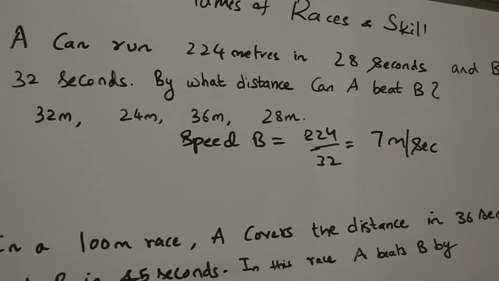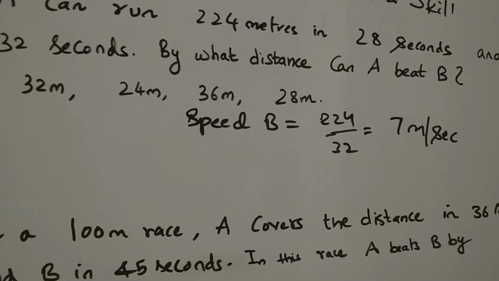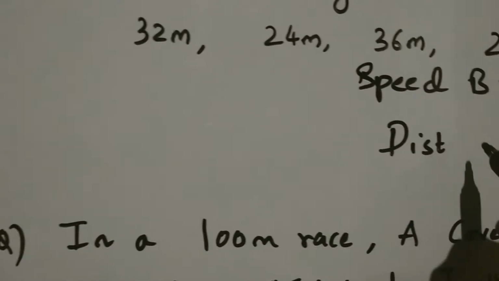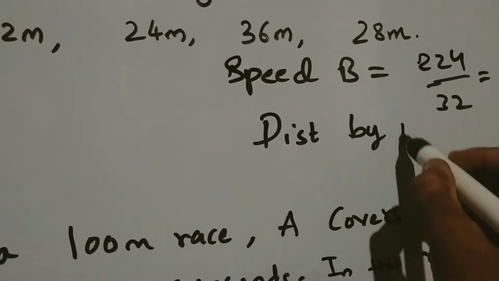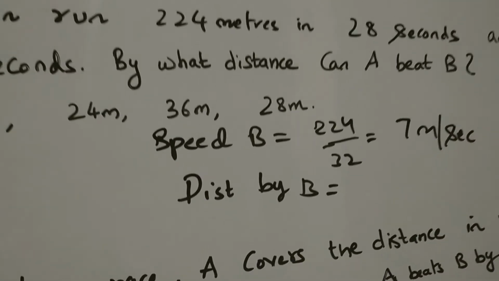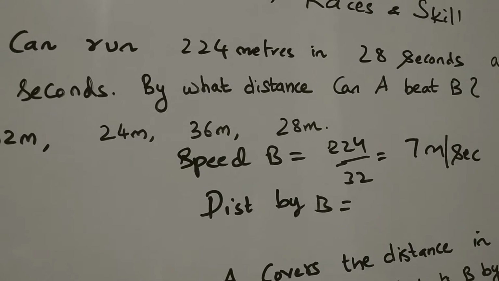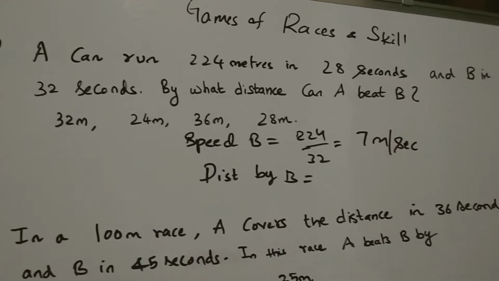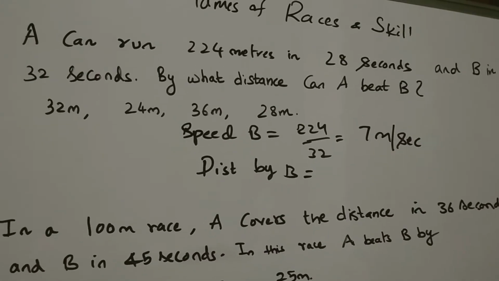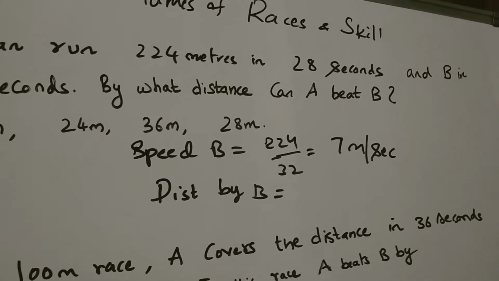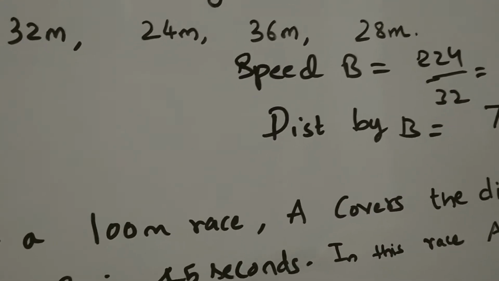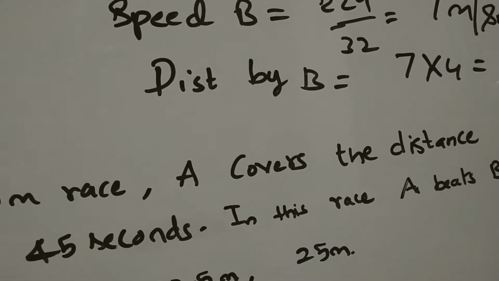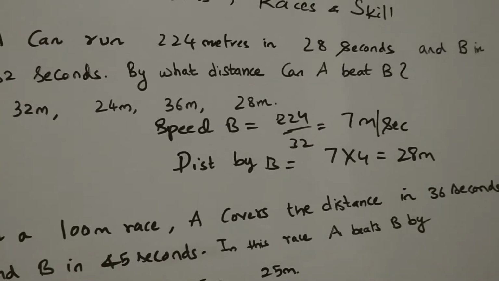Now, we want to find by what distance A can beat B. Now, distance by B equals, now A is taking 28 seconds, B is taking 32 seconds. So, the difference between A and B is 4 seconds. So in 4 seconds, how much will B travel? That is 7 into 4, that is equal to 28 meters. That's the answer, dear students.